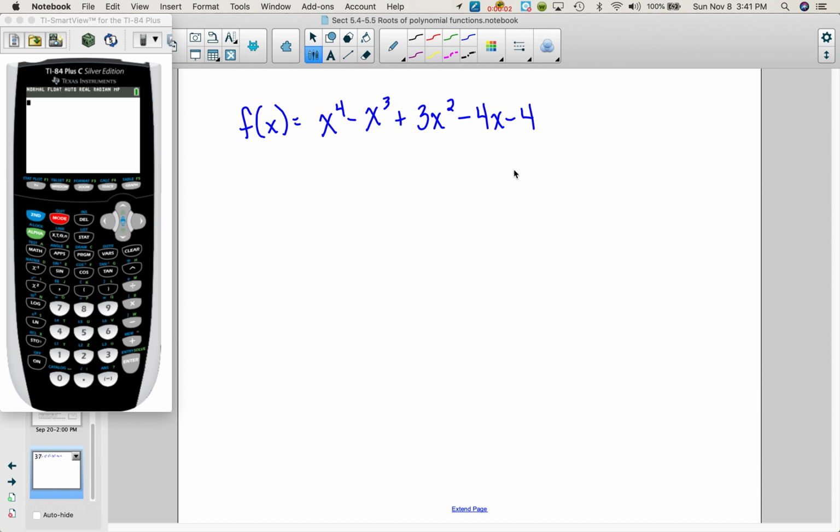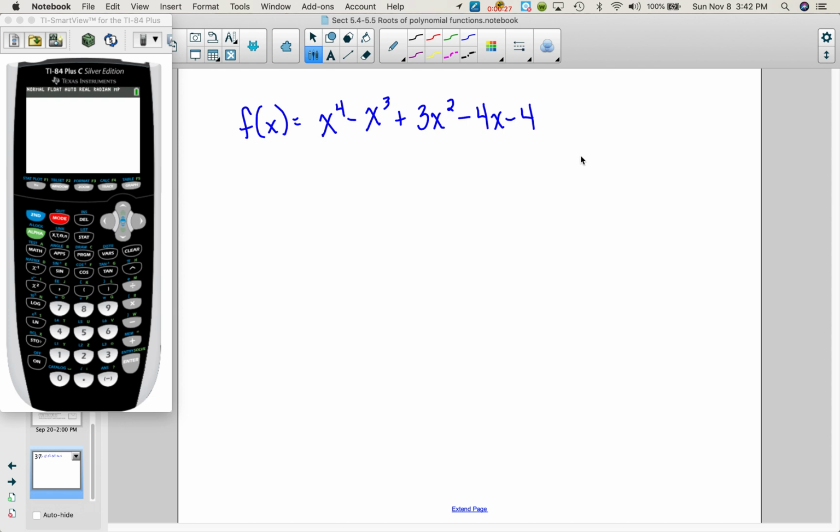You should have your classwork packet out, and we are on that last page of the classwork working with imaginary roots. So suppose you were given this polynomial x to the fourth minus x cubed plus 3x squared minus 4x minus 4. And we were going to try and factor this and come up with what the roots are and perhaps graph it and find all this information out.